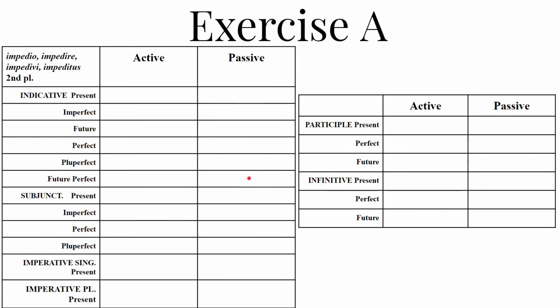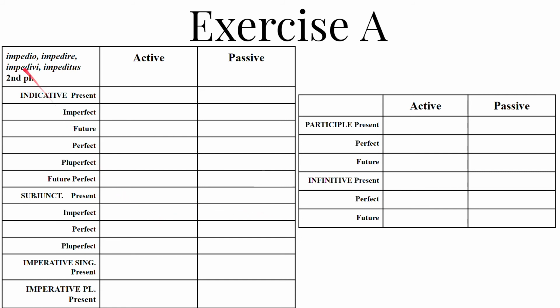For the subjunctive, present subjunctive, the present stem is impedi, add the a: impedia, and then add the personal endings. Impediatis, impediamini. Imperfect: impedire, and then add the tis and then the mini. Impediretis, impediremini.